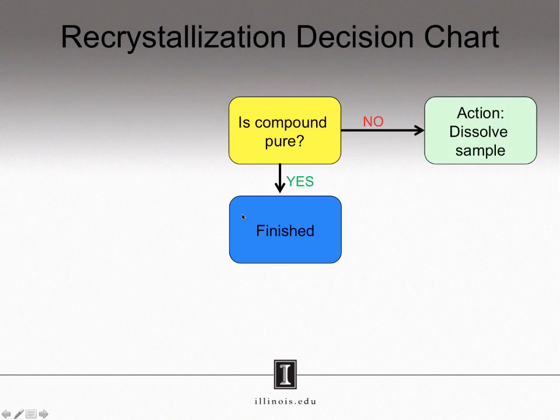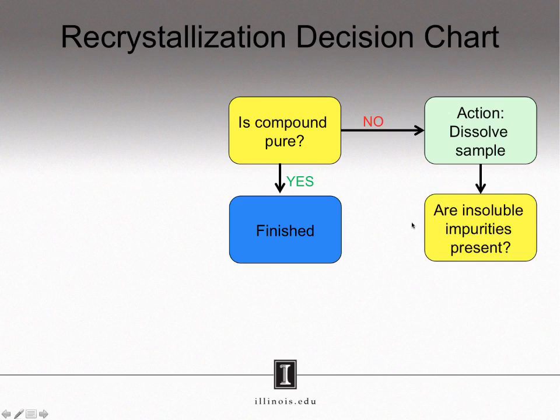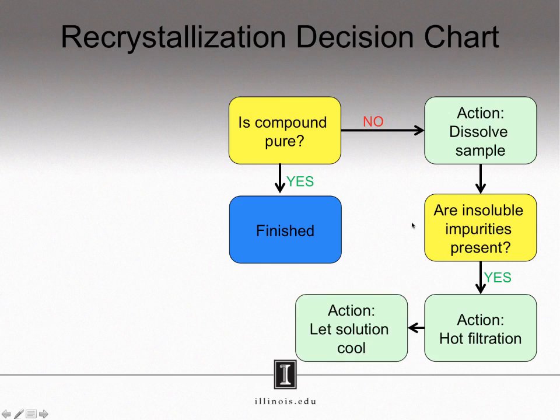You dissolve your sample in hot solvent. You then look at your solution. Are insoluble impurities present? Do you see solid still? If yes, then you perform a hot filtration to remove those insoluble impurities. You then take the solution that passed through and allow it to cool and form crystals. If there weren't any insoluble impurities, then there is no need to perform a hot filtration, and you go straight to allowing your solution to cool to form crystals.